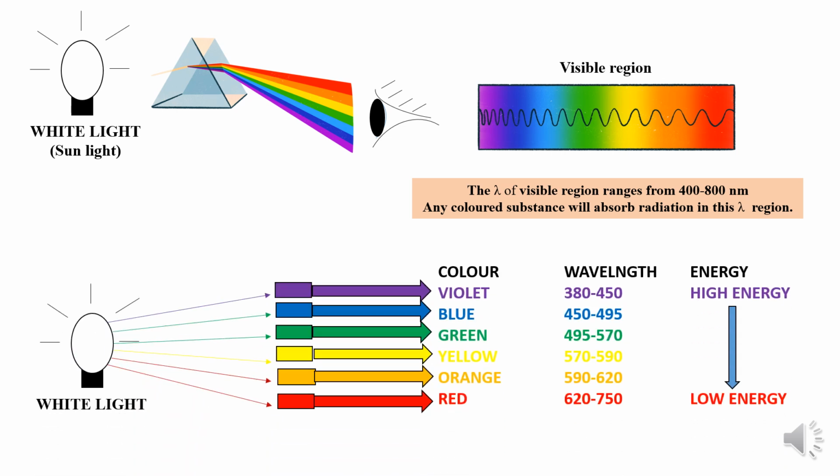Now each color is associated with different wavelength and energy. Violet color with a wavelength range of 380 to 450 nanometers has the highest energy, while the red color with a wavelength of 620 to 750 nanometers has the lowest energy. And these colors that fall in the visible region can be perceived by the human eye.